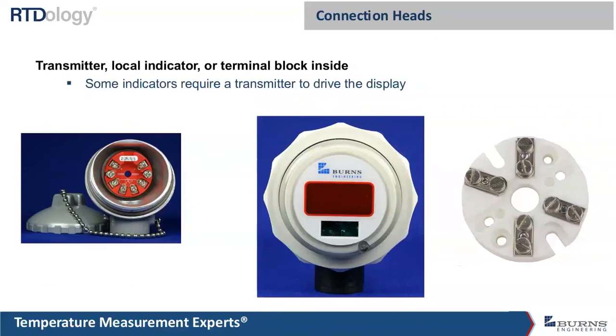They can be used to house a transmitter. This is just a little 2-wire temperature transmitter here. Temperature indicator. Some may just have a terminal block in them. Typically, they'll be ceramic, and the terminals here, the better versions, they'll be nickel-plated brass so that they don't corrode.